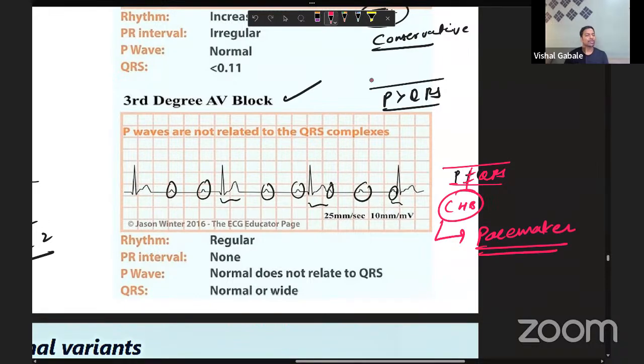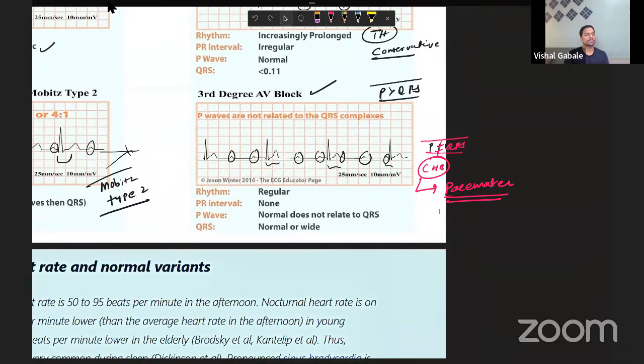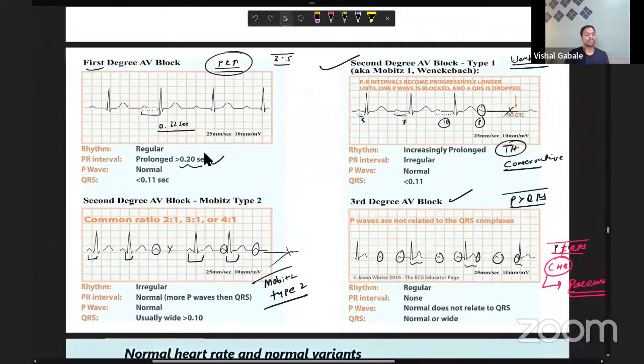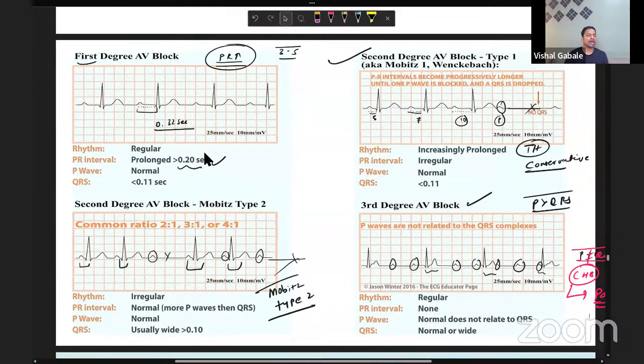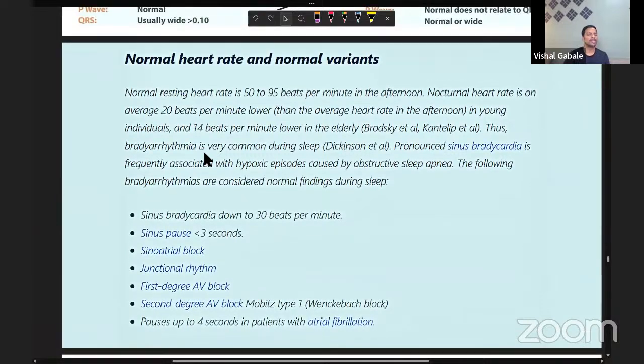Okay, so that is about the heart blocks. Any doubts about these heart blocks? Mobitz type 2 and Mobitz type 1, can anybody identify them with ECG examples now? Is it easy? Is it okay? Are you able to understand? I guess yes.